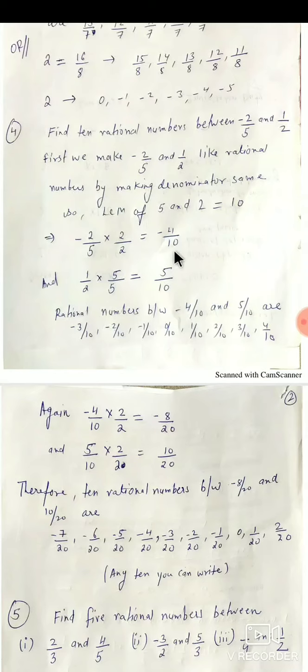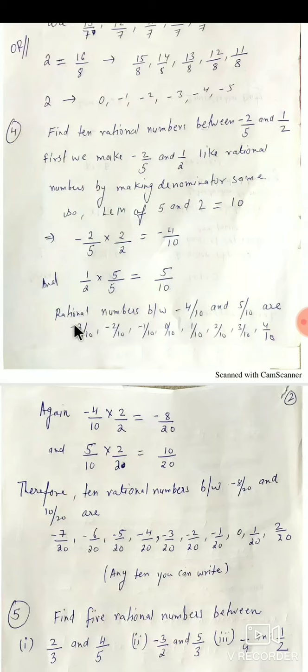So I am taking 10. To make the denominator of minus 2 by 5 equal to 10, I have to multiply this by 2. If I am multiplying the denominator, I have to multiply the numerator also by the same number. So multiplying by 2, it will become minus 4 by 10. Similarly for 1 by 2, I have to make the denominator 10, so I multiply the numerator and denominator by 5. So it will become 5 by 10.